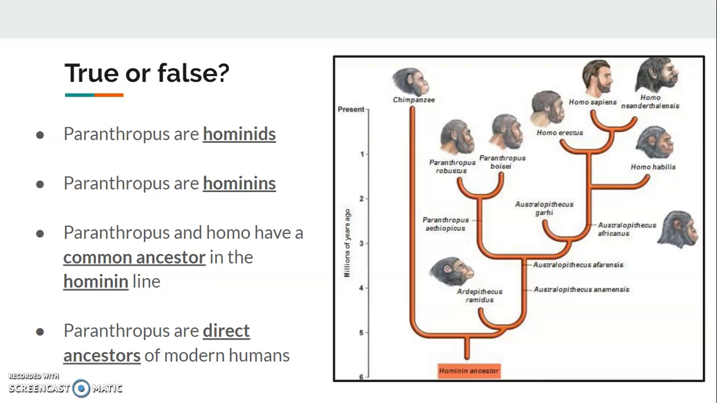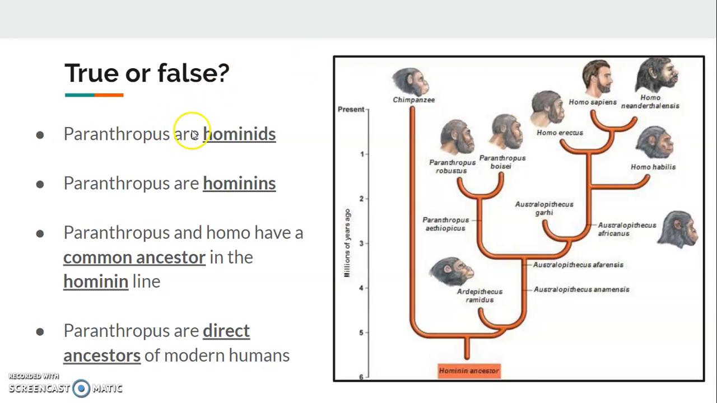Okay, so quiz, true or false? Paranthropus are hominids. Paranthropus are hominins. Paranthropus and Homo have a common ancestor in the hominin line. Paranthropus are direct ancestors of modern humans. All right. Pause there if you want to have a think about them. It is worth it to test yourself. And now I'm going to go through the answers.